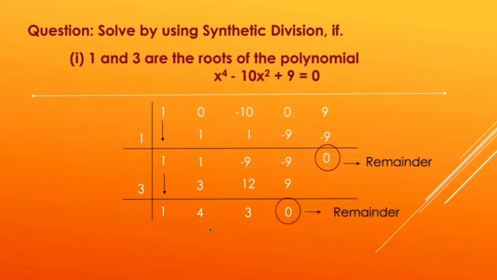Now the depressed equation here is, as we had x^4, a fourth degree equation, and we have divided it by two terms, the remaining will be a quadratic equation. x^2 + 4x + 3 = 0. This is your depressed equation and we have to solve it to find out the value of x.